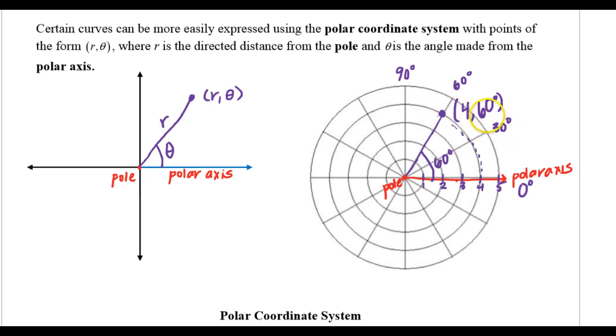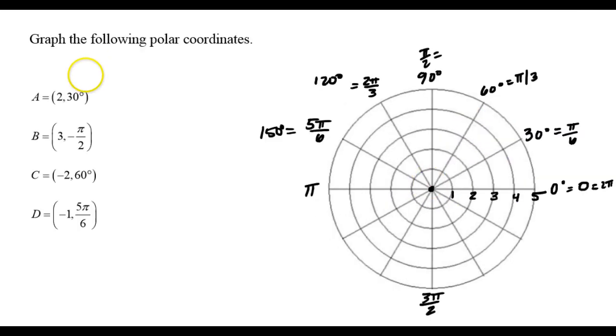So polar coordinates are just another way of locating points on a plane. So not an XY plane, just a plane, a two-dimensional surface. All right, to make sure we really understand this idea of polar coordinates, we're going to graph the following polar coordinates. So there are 4 different coordinate points here. Let's remember they are of the form (r, theta). We're going to graph them on this polar coordinate paper.